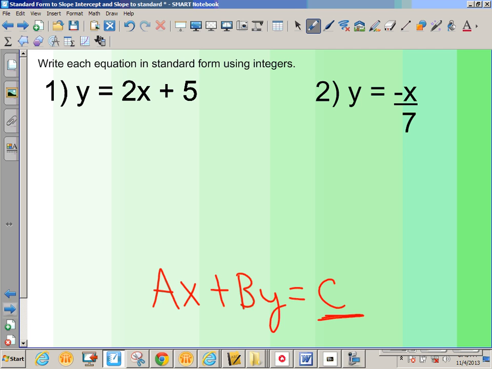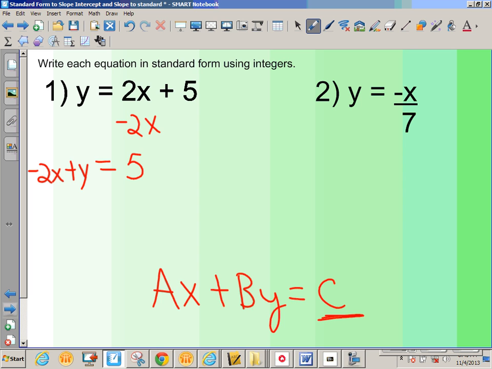So I'm going to just leave, this is a +5, I don't just want to leave it there. I'm going to move the 2x to the left side of the equation. So if I do that, then I end up with -2x, this is a positive y, is equal to 5.